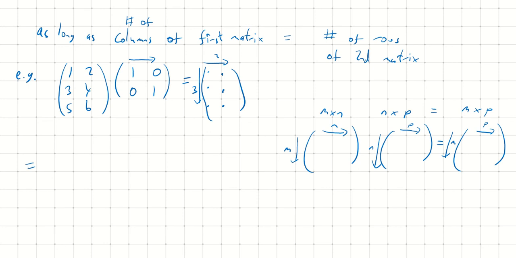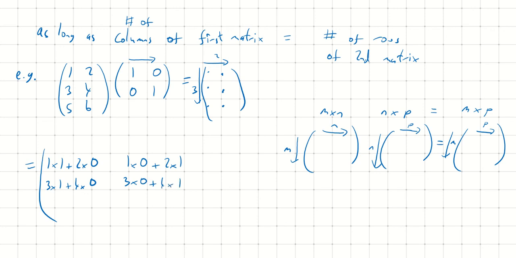So again, the method is the same. We're going to work across the first row with the first column. So I get 1 times 1 plus 2 times 0. Then we're going to do the first row with the second column: 1 times 0 plus 2 times 1. Okay. Now I'm going to do the second row with the first column: 3 times 1 plus 4 times 0. Second row, second column: 3 times 0 plus 4 times 1.